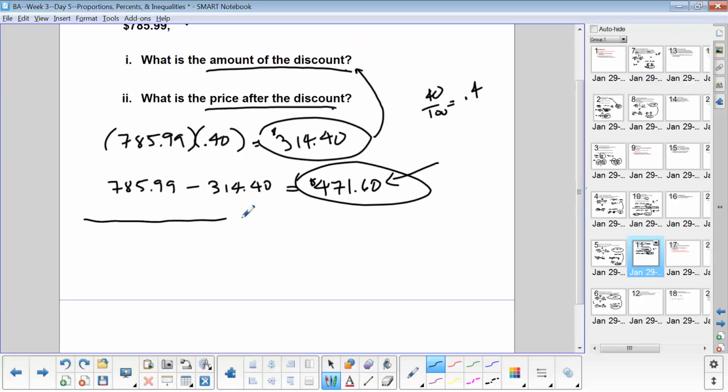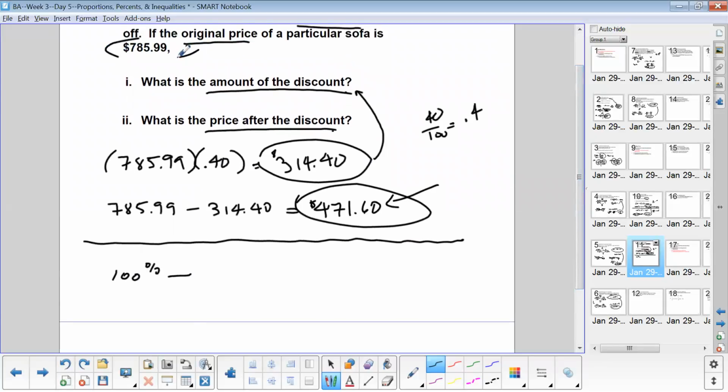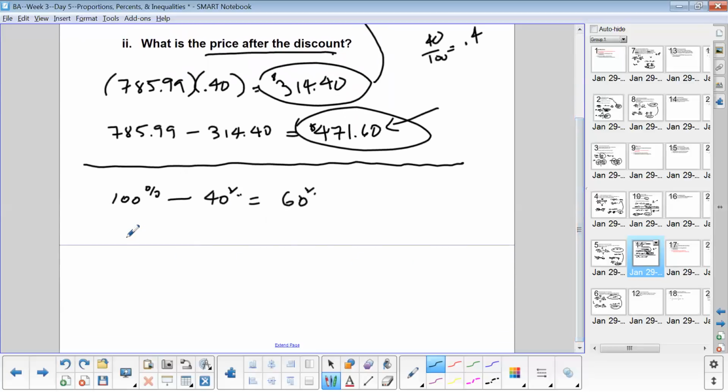So now let's look at another way. If you're discounted 40% off, you think about it, if it's 100%, 100% would be the $785.99. That's the 100%. Well, you're taking off 40%. So what are you really paying? You're really paying 60% of that sofa. So since we're only paying 60% of the sofa, we could say, well, what is the original price? It's $785.99.